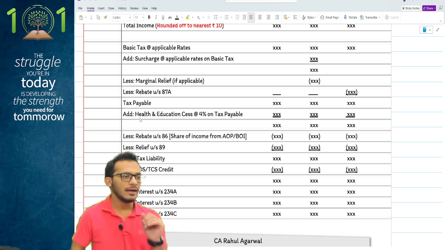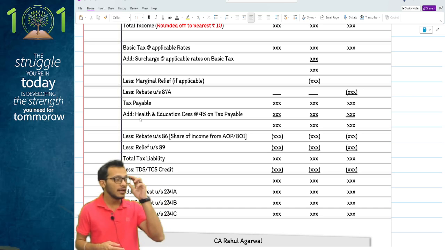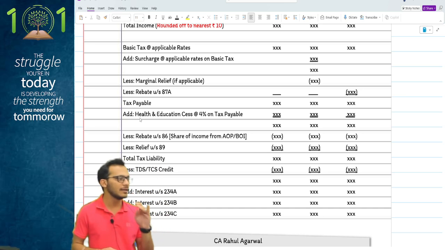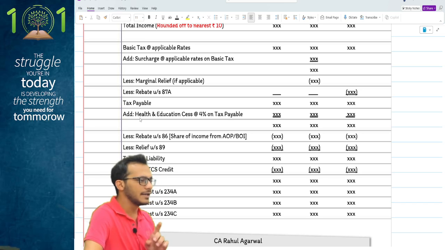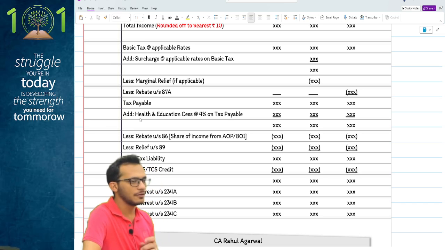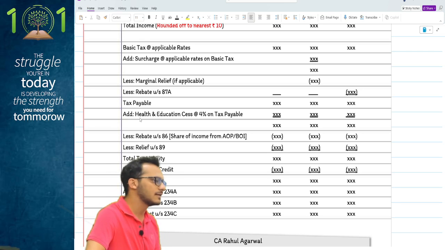Third, I came and told you, Rahul, if you are a resident individual having completed the age of 80 years at any time during the previous year, then in that case, you will get a benefit of 0 to 5 lakhs at the rate of 0, 5 to 10 lakhs at the rate of 20, and after 10 lakhs it becomes 30. This is what the provisions are. Yes or no?